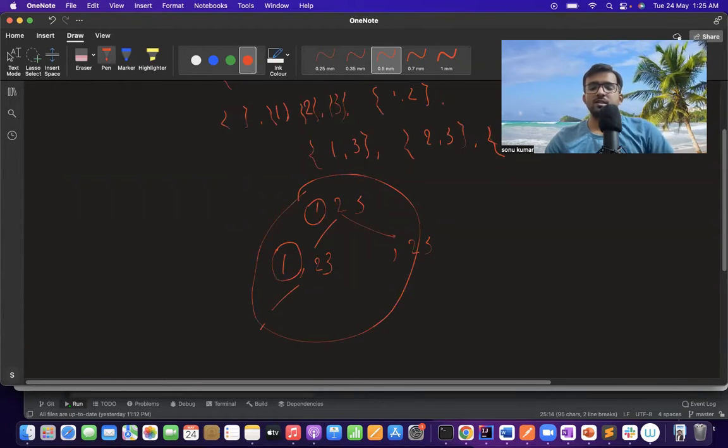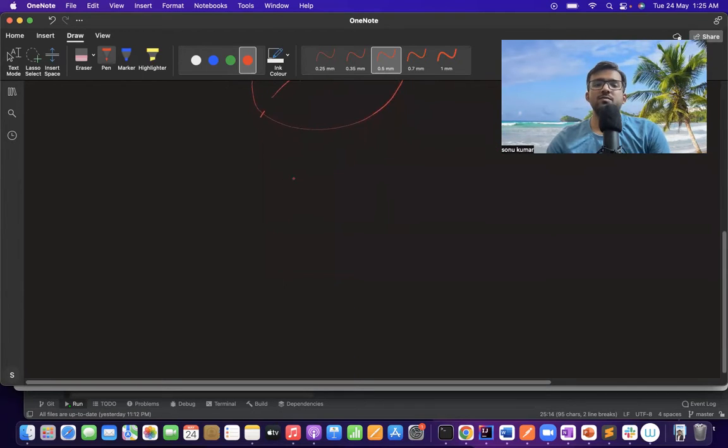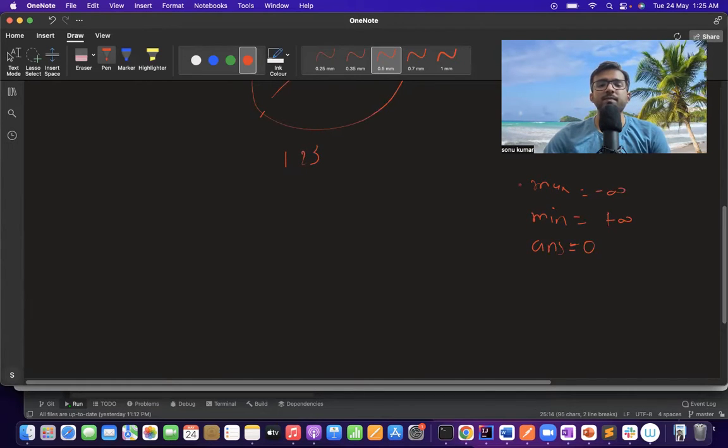For example, let's run this approach with one example. Let's say 1 2 3 is there. We will keep 3 variables: one is max, one is min, and one is our answer, the sum. We will initialize the sum as 0, and min will be plus infinity and max will be minus infinity.